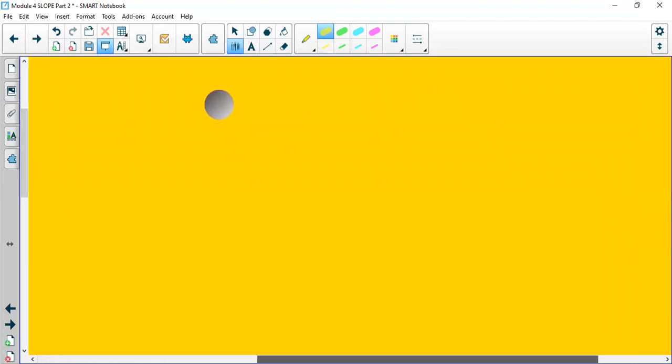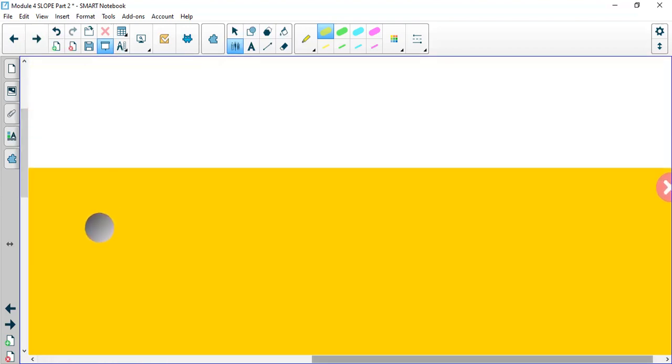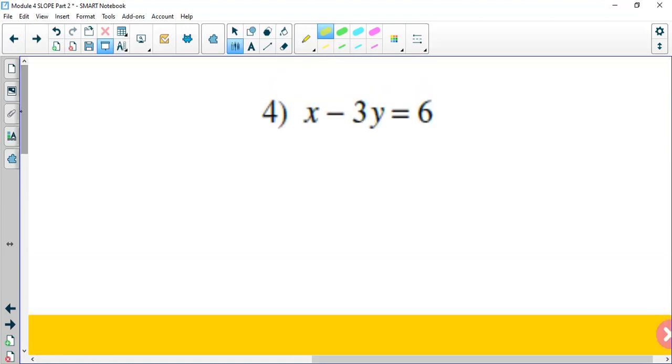Okay, move on to this question. x minus 3y is equal to 6. How can I get this equation into standard form? What do I have to do? Someone tell me. How do I turn this into standard form? What side is x positive? Yep. The left-hand side. Okay, so I'm going to do both.